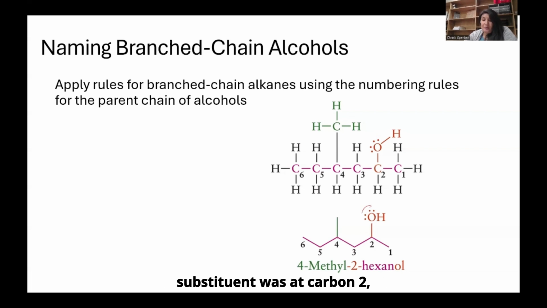So if the substituent was at carbon 2, numbering from 1 on the left-hand side to the right, we would still want to number right to left because we want our hydroxyl group on the lowest number. So we see we have a 2-hexanol. Our hydroxyl group is on 2. And then we have a methyl group right here on carbon 4. So it's a 4-methyl 2-hexanol. So it's the same branching, numbering rules and naming rules as alkanes, alkenes, and alkynes.